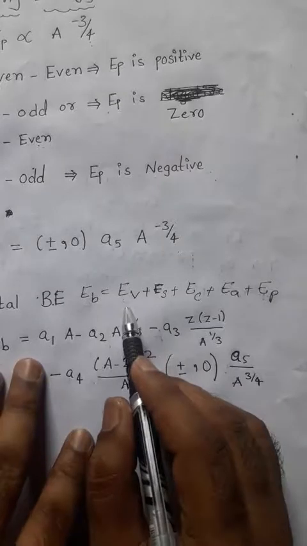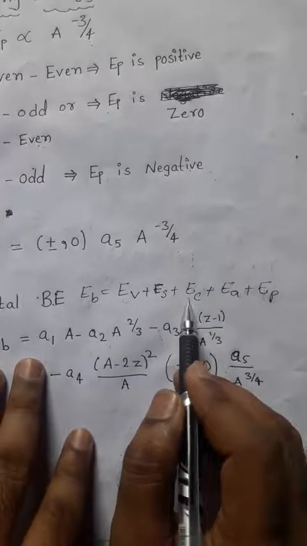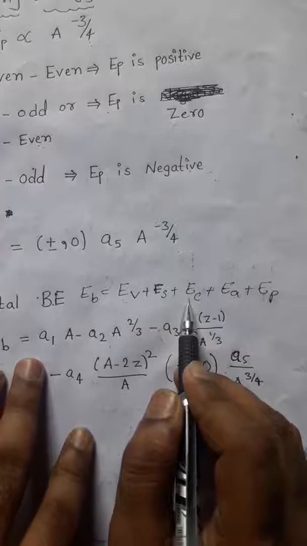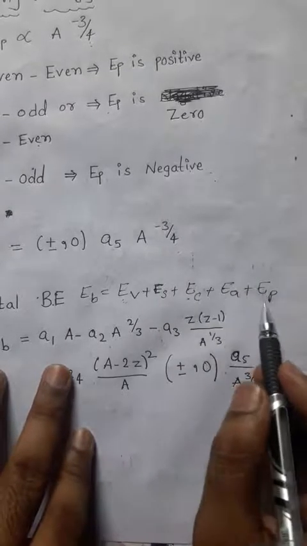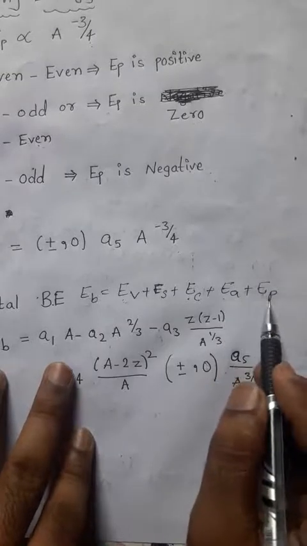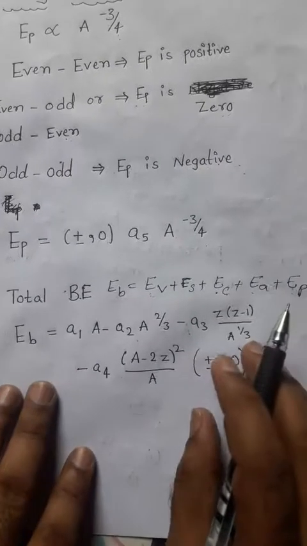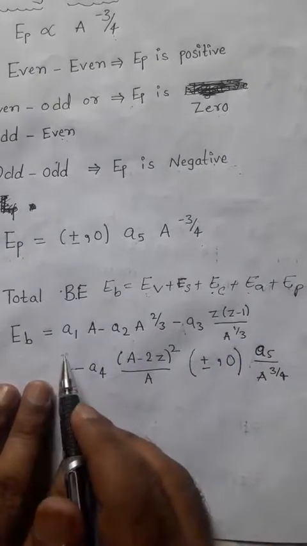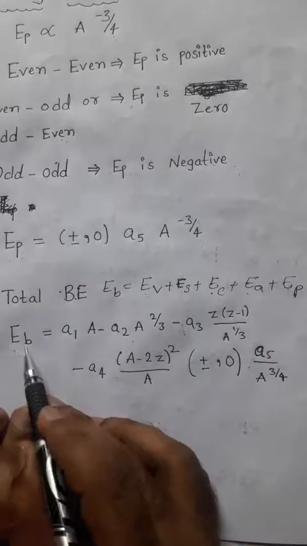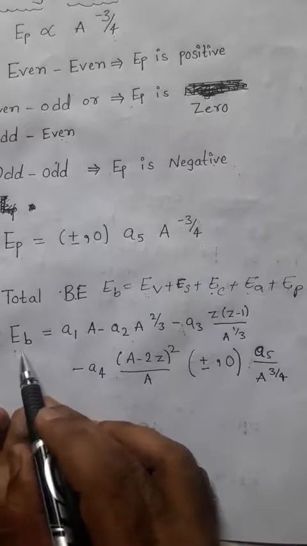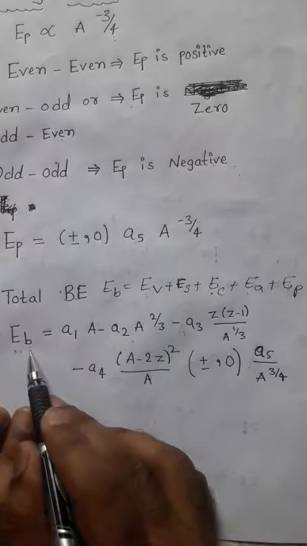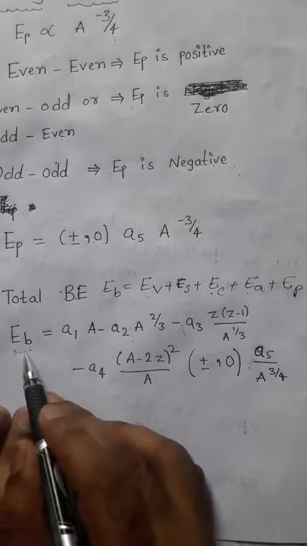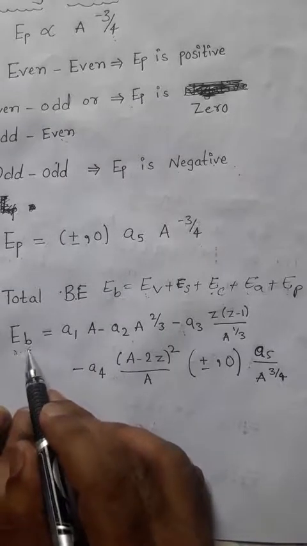In these 5 terms, the first 3 terms are derived by using the liquid drop model. The last two terms are purely experimental values. So this binding energy has a very accurate value as compared to the experimental value. So in this way we can derive the binding energy of a nucleus.